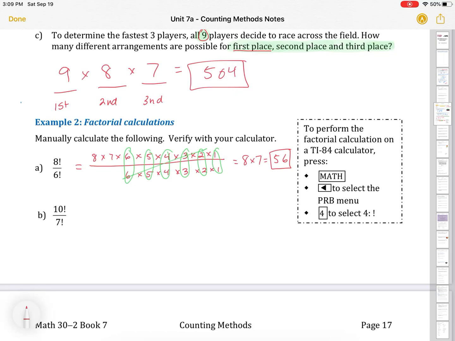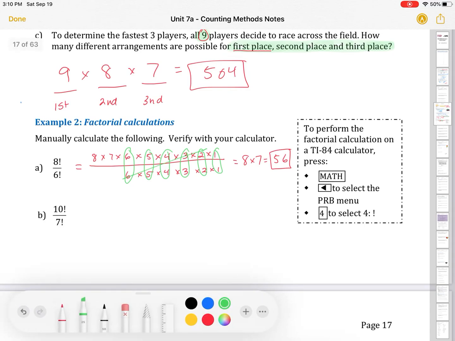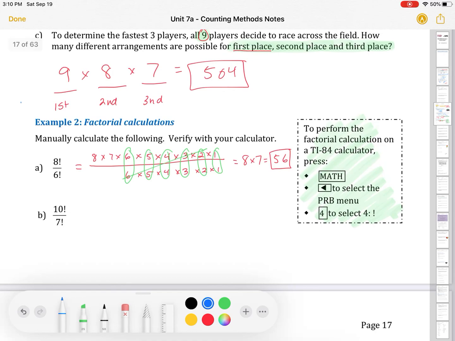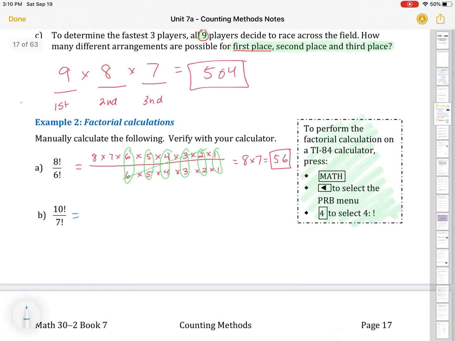Okay, now you can do this on your calculator. You can go 8 math factorial divided by 6 math factorial, and you should get 56. So on your calculator, you can select those and do those divisions as well. Okay, so you can use your calculator to help you with these.